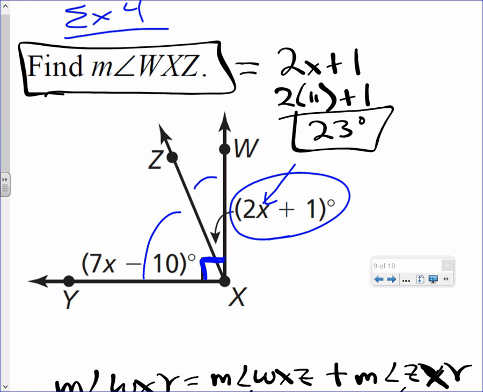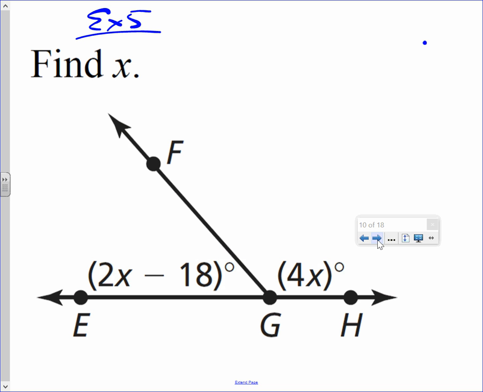That's example 4. Any questions before I go on to example 5? Two more examples, we're done. All right, good. Example 5, I'm going to copy that one down. We've got a bigger angle here. I've got 3 angles here.